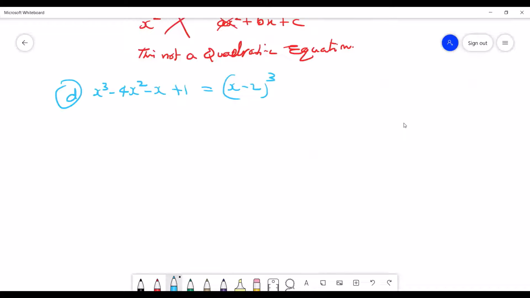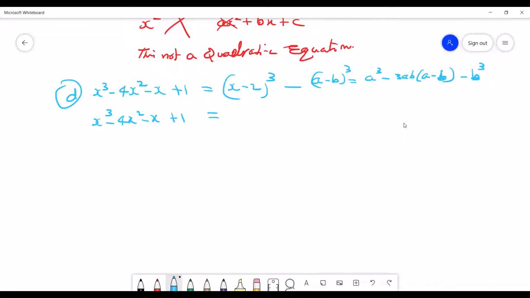So here in the left hand side, no process is to be done. So simply write down x cube minus 4x square minus x plus 1. And in the right hand side, we are having a cube, that is a minus b cube. So here it will be a minus b whole cube. We know that a cube minus 3ab into a minus b minus b cube. So we have to convert it into this form.